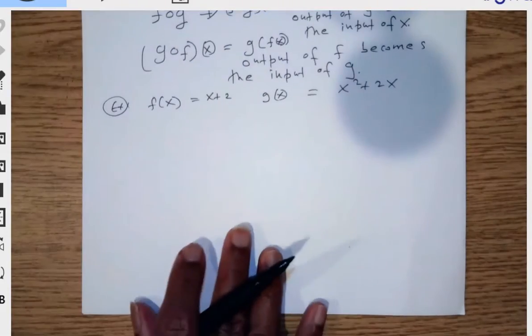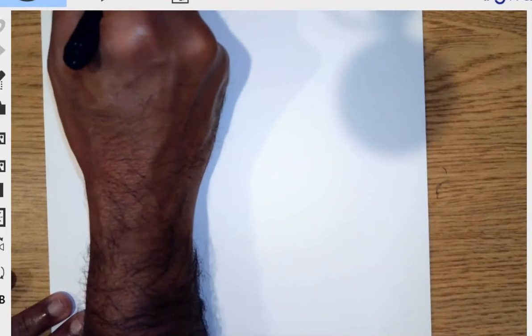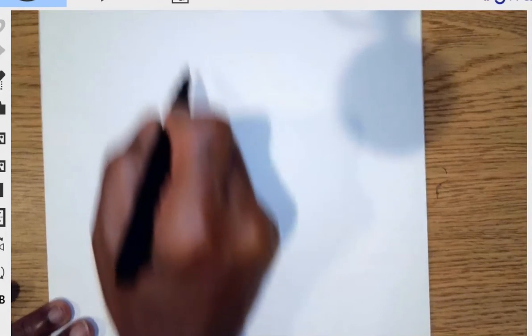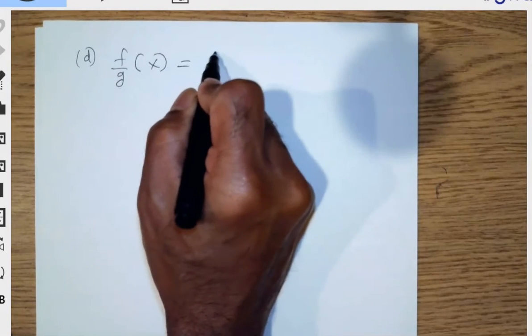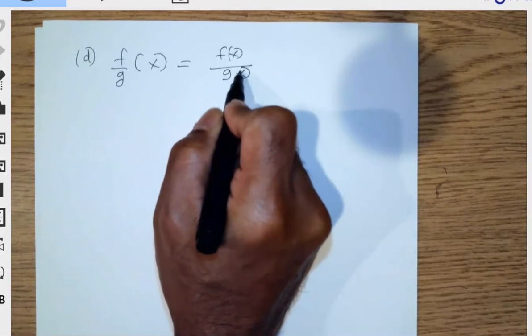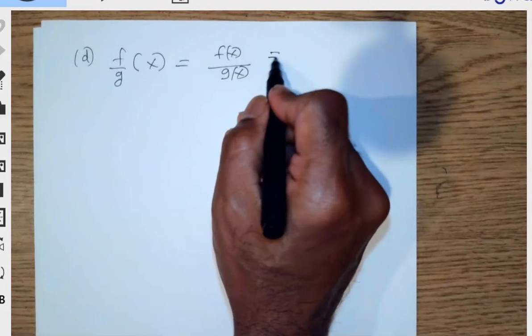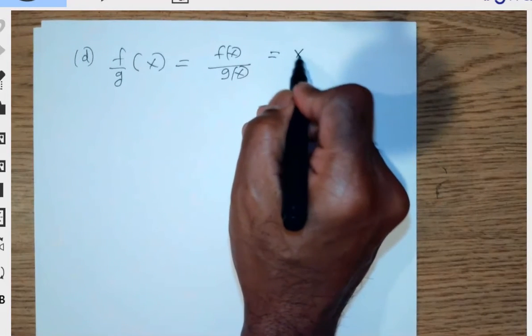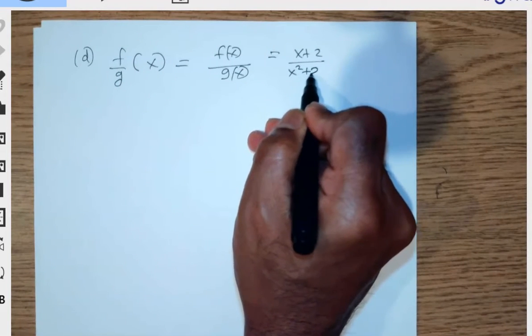All right, now let's take a look at the quotient. So let's start that from a new page. So the quotient, you want to do d now. For that you need to find f divided by g. And that is pretty easy to define. It's simply the output of f divided by the output of g. So that's very easy because the output of f we know is x plus 2 and the output of g is x squared plus 2x.